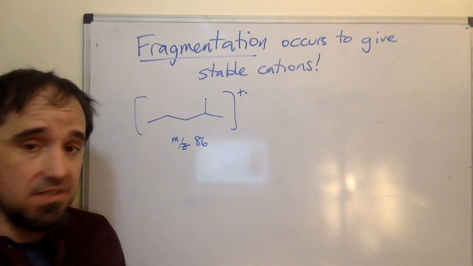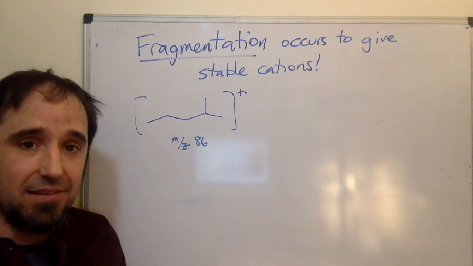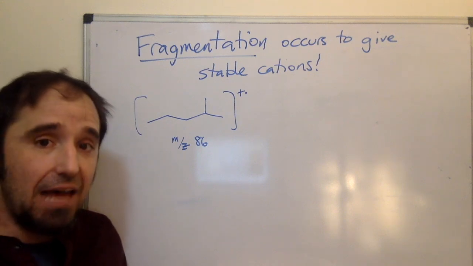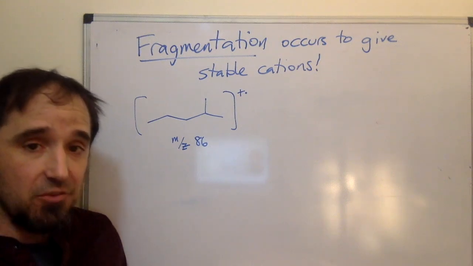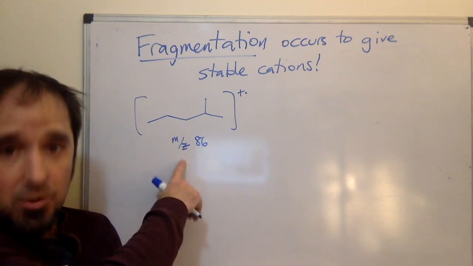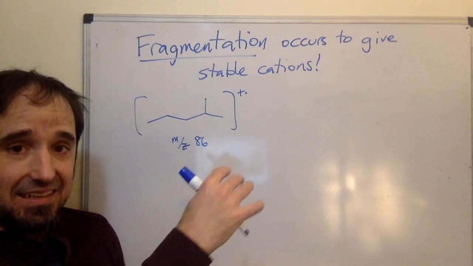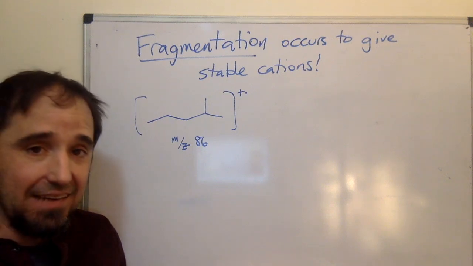So for instance, if I inject 2-methylpentane into my instrument, some of it might survive without fragmenting. It would only lose the one electron. So my mass-to-charge ratio, this M over Z, would be 86 divided by 1 charge. So we'd see a peak at 86.